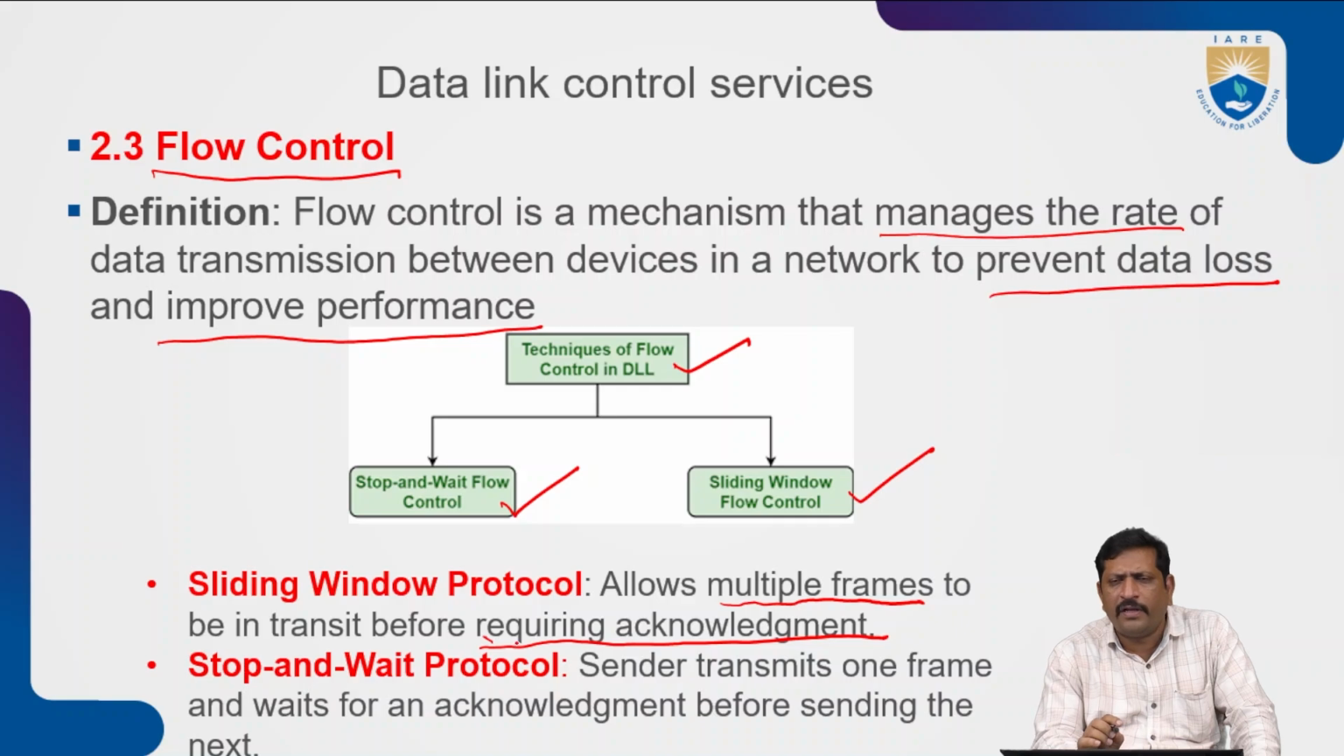In the stop and wait protocol, from the sender side, it transmits one packet, and after transmitting that packet, it waits for the acknowledgement. Only after getting the acknowledgement does the sender send the next data. Until the acknowledgement is received, the sender stops. So this is about the stop and wait protocol.